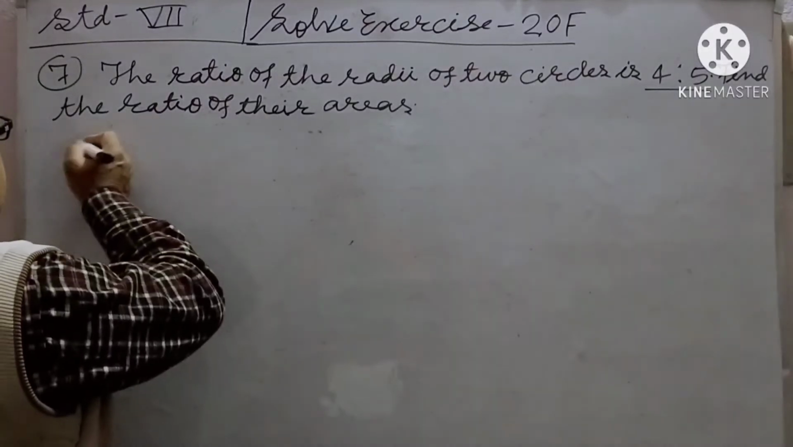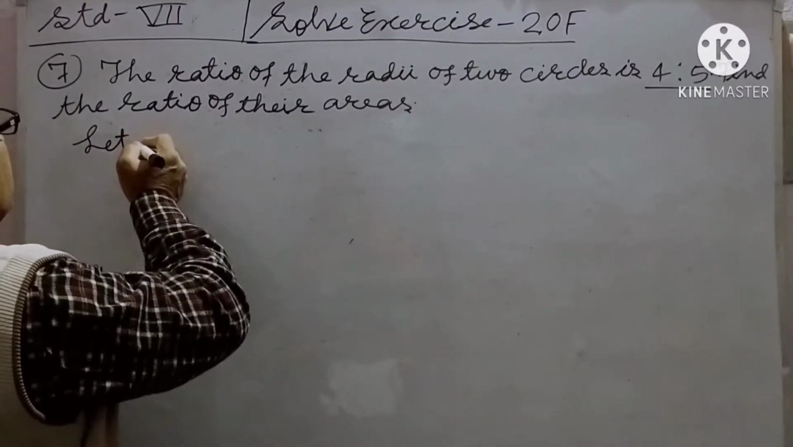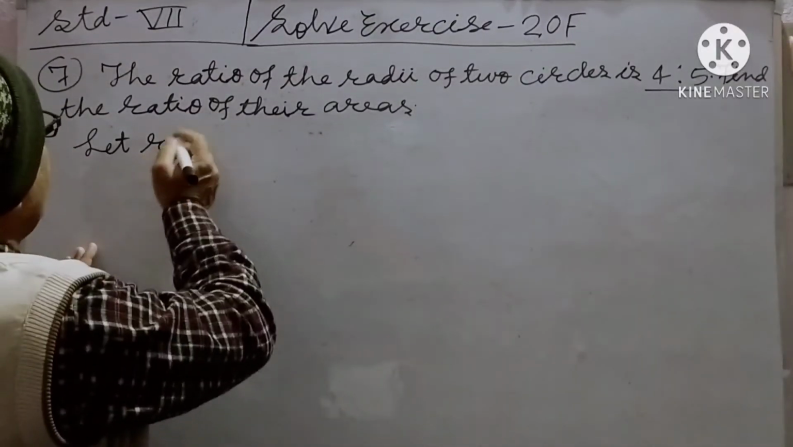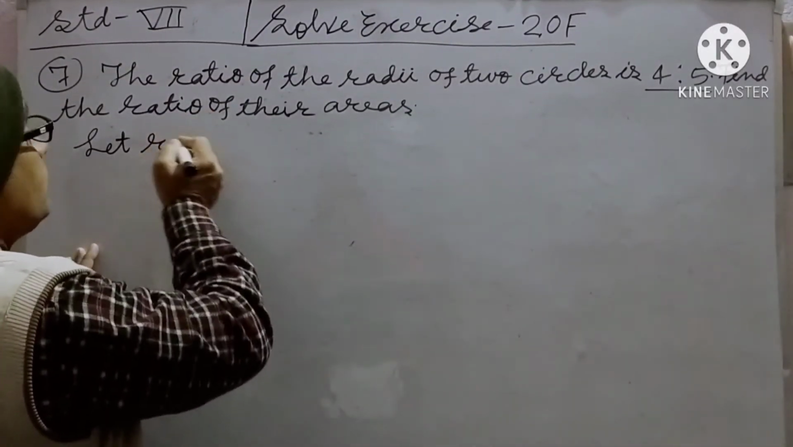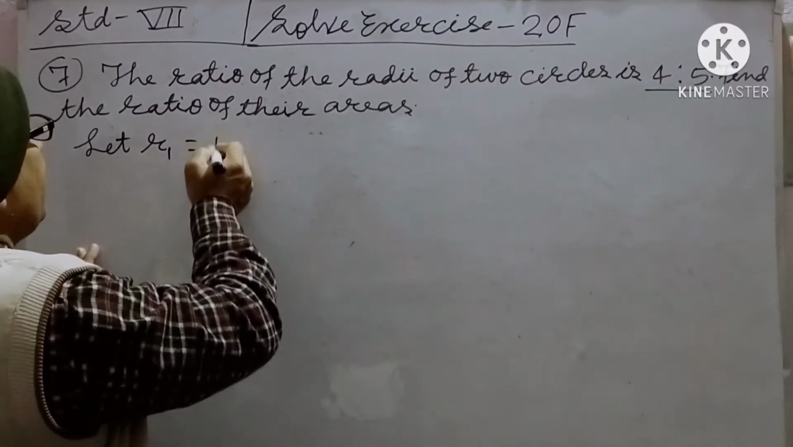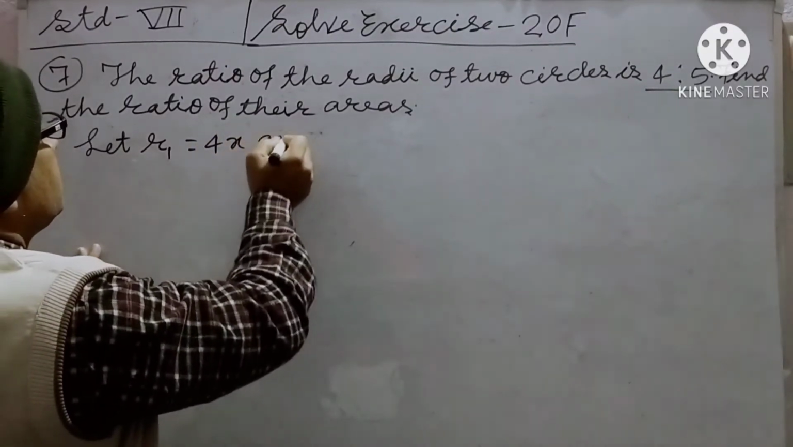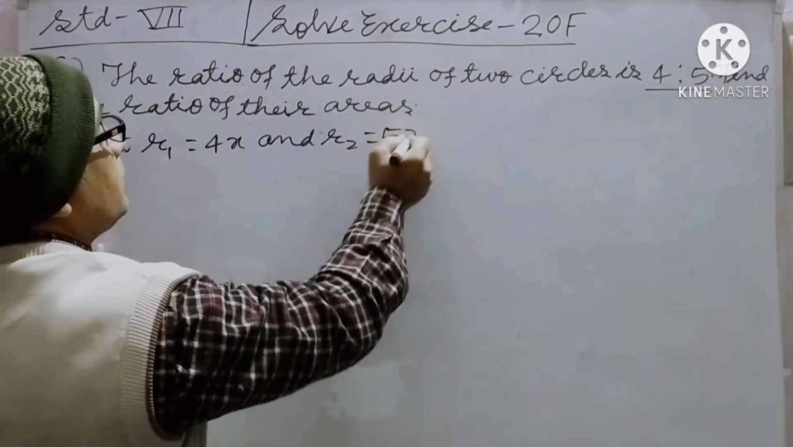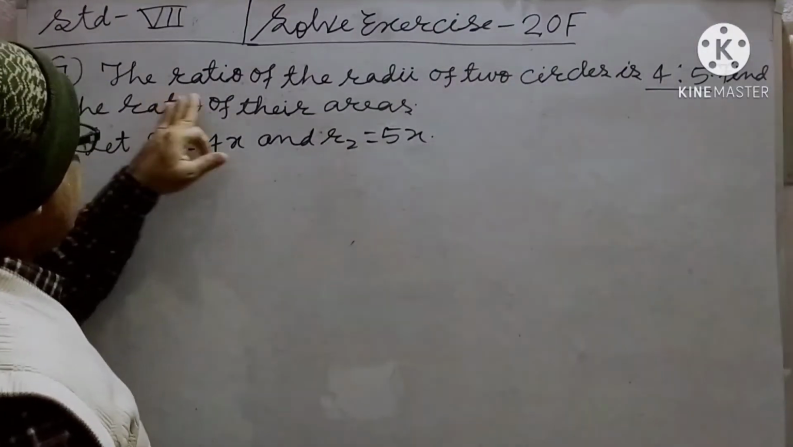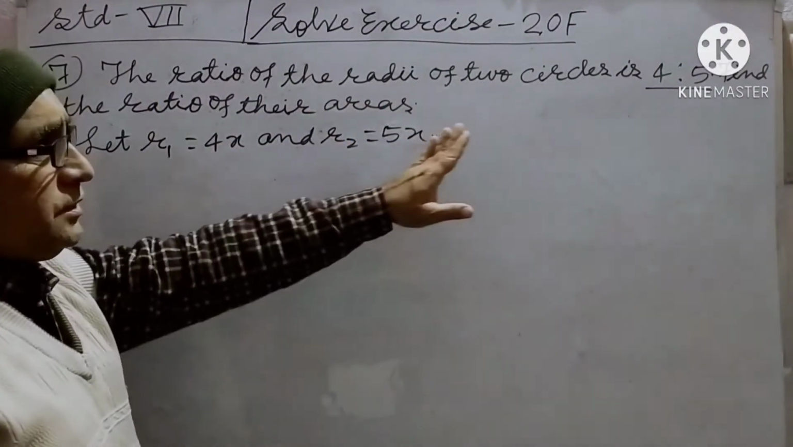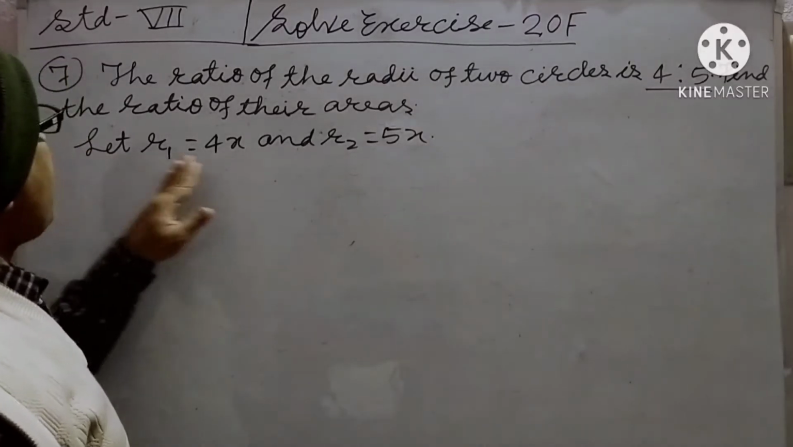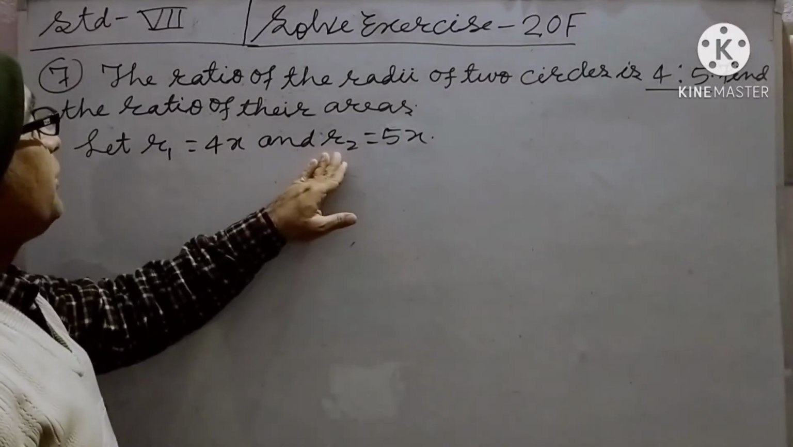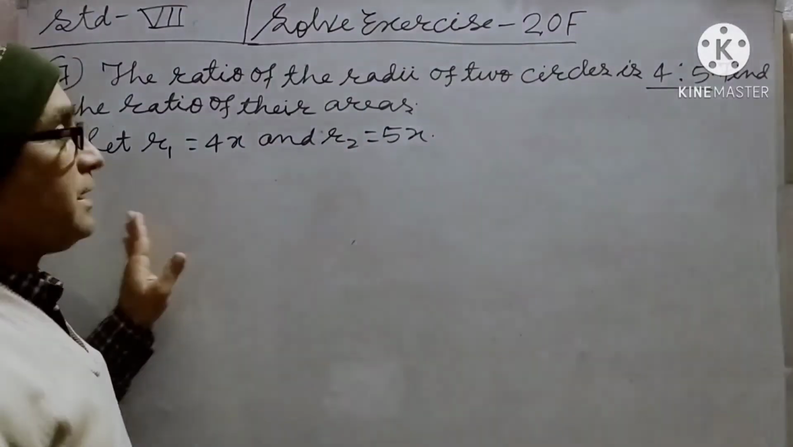So let R1 be the radius of the first circle. Let R1 equal to 4x and R2 equal to 5x. The ratio of the radii of two circles is 4:5. So let R1 equal to 4x and R2 equal to 5x. R1 and R2 are the radii of both circles.